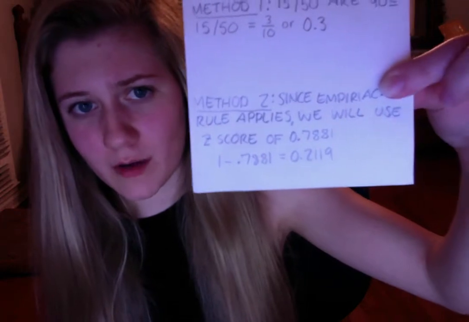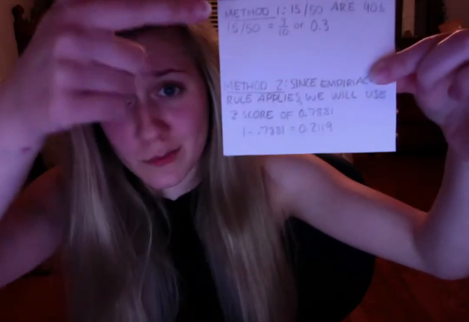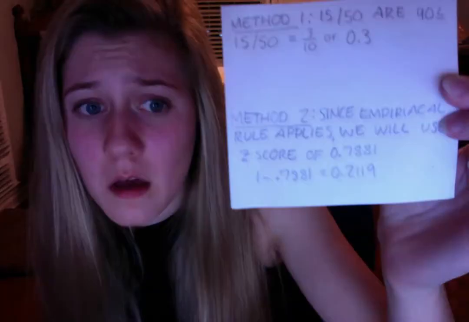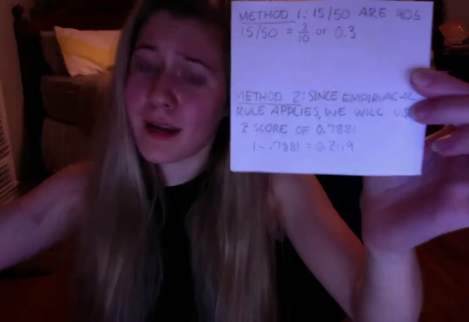Now let's say we're trying to figure out, if you pick at random, how likely it is that a student scored 90 or above. Two ways to do this, easy peasy. First of all, we know that it's 15 out of 50, which is 3/10 or 0.3. Then this one is slightly more complicated, a little bit harder. Since the empirical rule applies, we use the z-score of 0.7881, and bam, there we go.